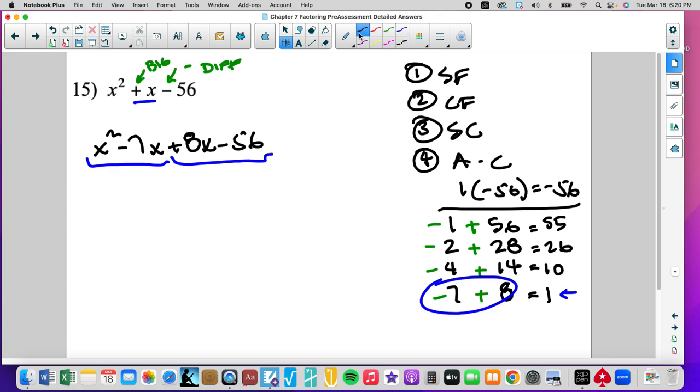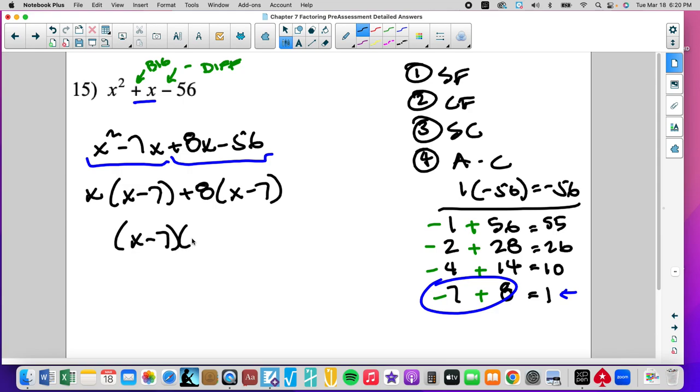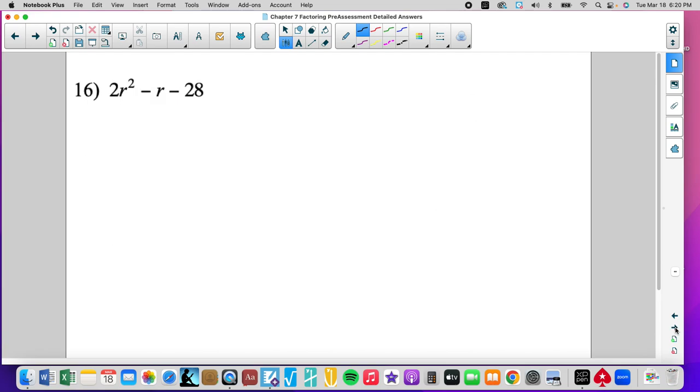I'm going to factor by grouping. I'm going to factor out an x. I get x minus 7. I'm going to factor out an 8, and I get x minus 7. And that gives me x minus 7, x plus 8. Awesome. We're just rolling right along here, kids.